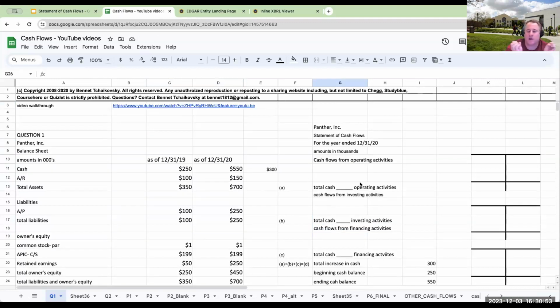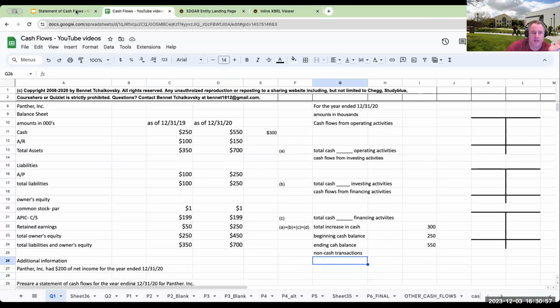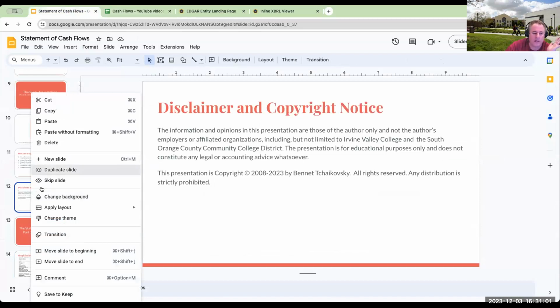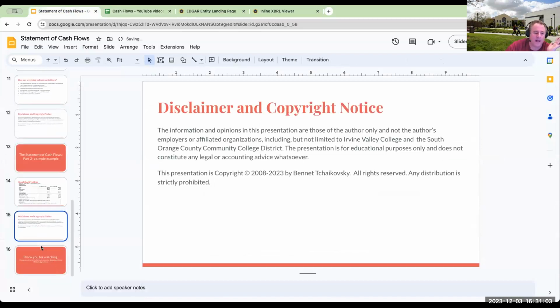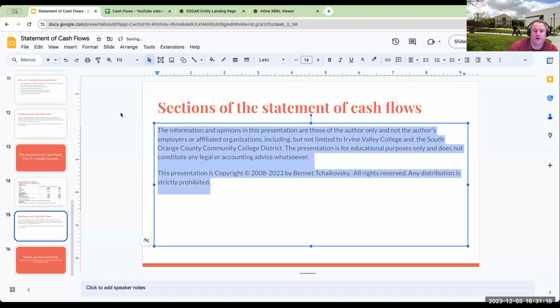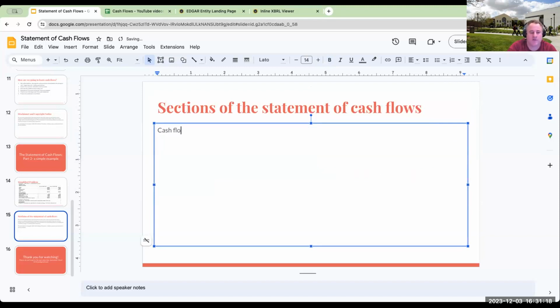Now, let's talk really quickly about the different sections, exactly what happens in each of these areas. I'm going to start with the bottom first: cash flows from financing activities.